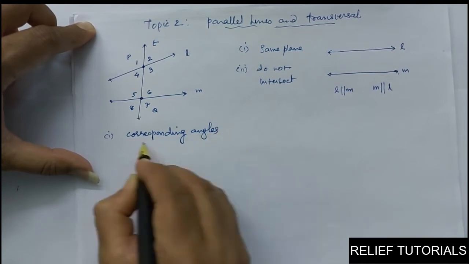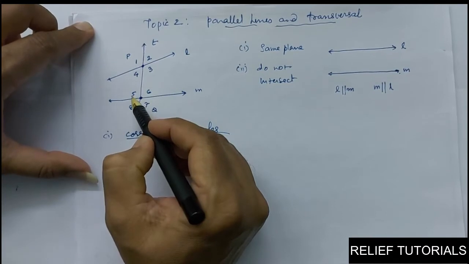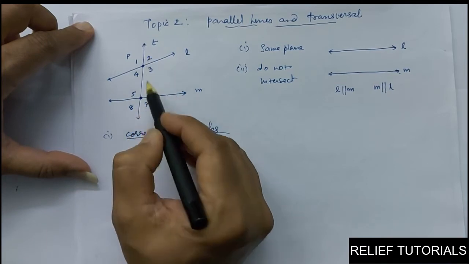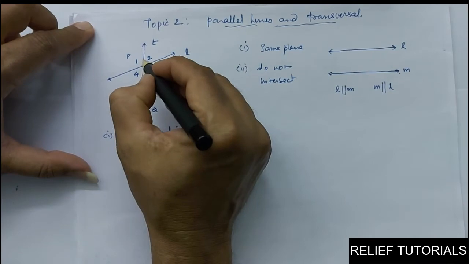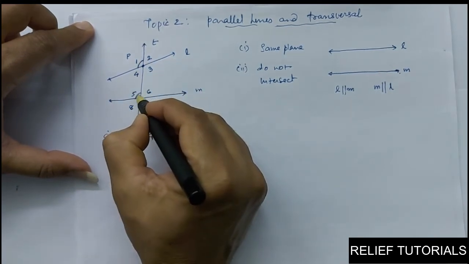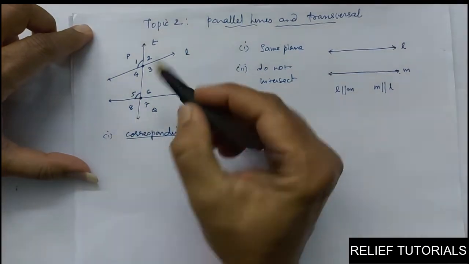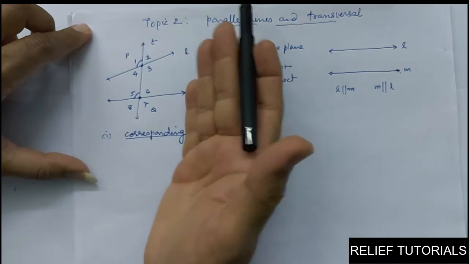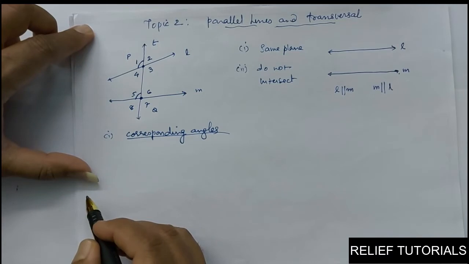Corresponding angles. Now you see angle 1 and angle 5. These are corresponding angles. Angle 4 and angle 8, angle 2 and angle 6, angle 3 and angle 7. In short, take 1 and 5: they are on the same side of the transversal and both lie above the lines. Same thing we can say for 2 and 6. And 4 and 8 are lying on the same side of the transversal but below the lines.